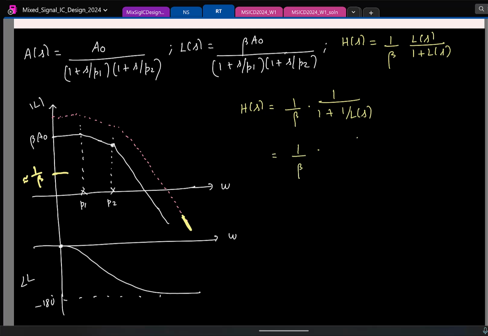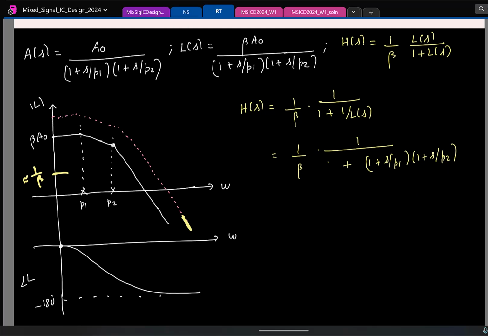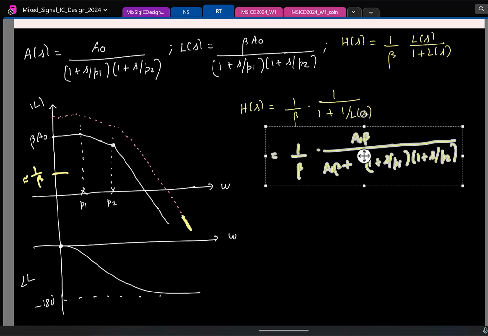If I do this, I'll get 1 by beta times 1 plus s by p1 times 1 plus s by p2 by A naught beta. So again, you can now take LCM, so A naught beta goes in the numerator and denominator. Okay. So let me move it to next page.